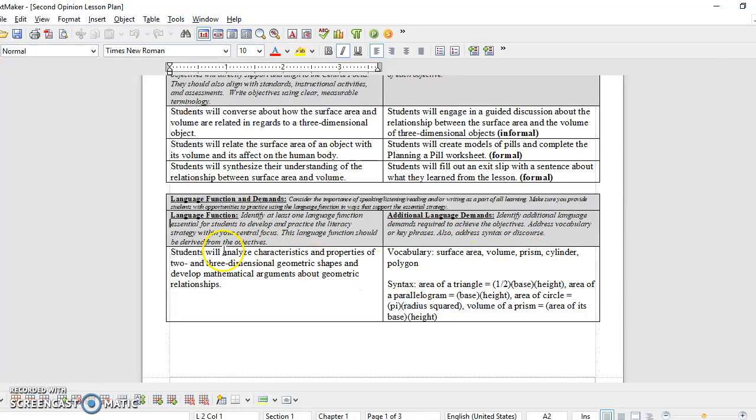And right here, I say that students are going to analyze characteristics and properties of 2- and 3-dimensional models because they are going to be transitioning from their understanding of 2-dimensional models to 3-dimensional models for understanding geometric shapes. And that is how the lesson is going to proceed.